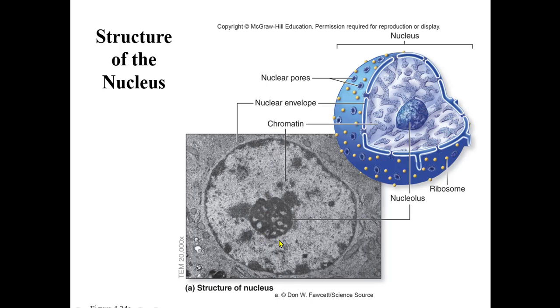What do you think it becomes when the cell does divide? It becomes chromosomes. So do you see the difference? When the cell is not dividing, we call that genetic material chromatin. And when the cell is dividing, then we call that chromosome. That's the difference.